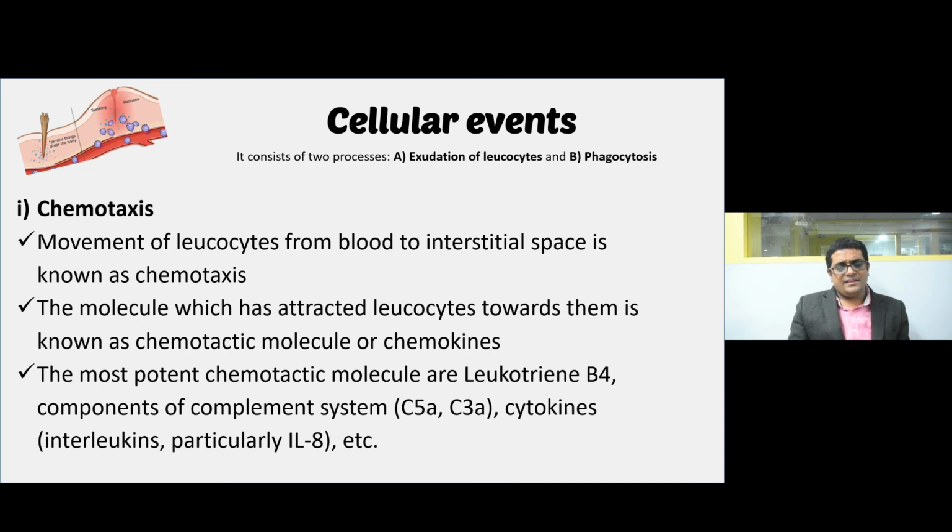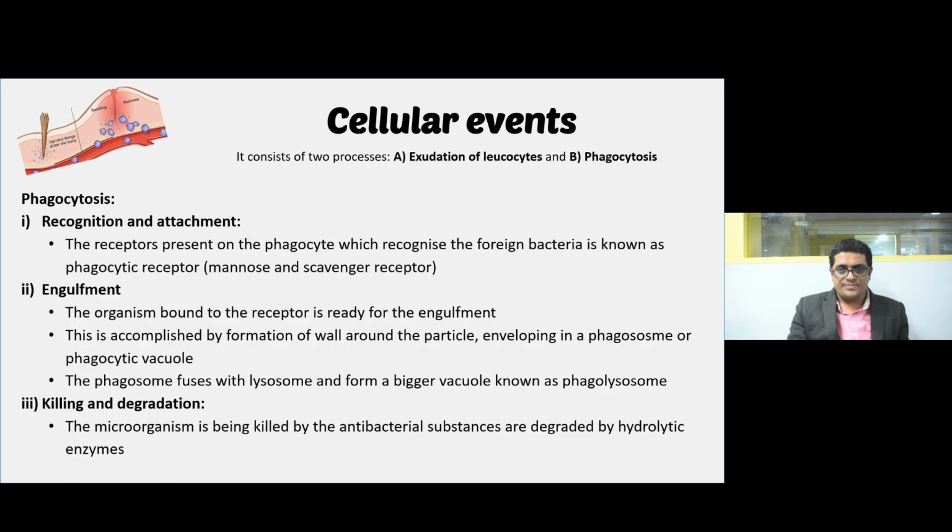Cellular event, the next phase is the chemotaxis. Movement of leukocyte from blood to interstitial space is known as the chemotaxis. The molecule which attracts leukocytes towards them is called the chemotactic molecule or the chemokines. The most potent chemotactic molecules are leukotriene B4, components of the complement system, cytokines, and interleukins, particularly interleukin 8, which is responsible for the chemotaxis. Next event is phagocytosis.